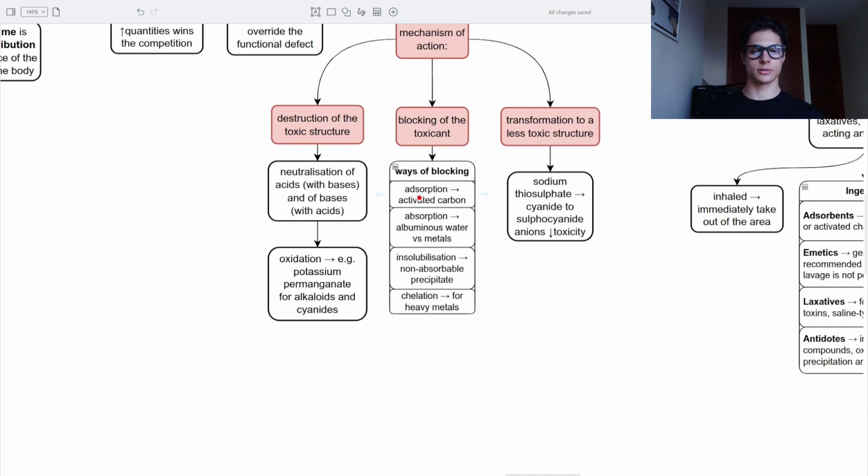Ways of blocking include adsorption, for example, using activated carbon, but this must be done quickly because if it is already absorbed, then it's no longer efficient. Via absorption, using albuminous water for metals, insolubilization as well, to create a non-absorbable precipitate, or chelation for heavy metals. And then we can also create a less toxic structure. For example, sodium thiosulfate will convert cyanide to thiocyanate ions, so lowering the toxicity.